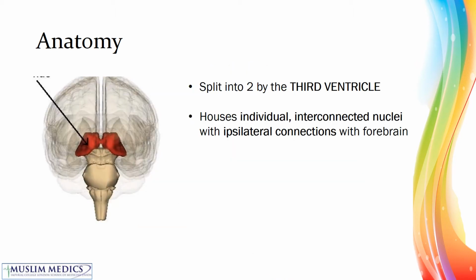So this is just another view of the thalamus. As you can see, it's split into two by the third ventricle, and if you remember, the third ventricle is what CSF flows through. Now, each thalamus, the left and the right, will have connections to the same side of the brain. So the right thalamus will have ipsilateral connections to the right forebrain, and the left thalamus will have ipsilateral connections to the left forebrain.